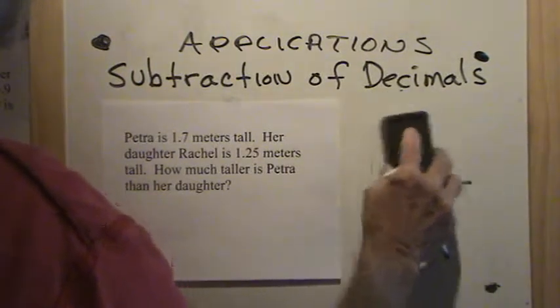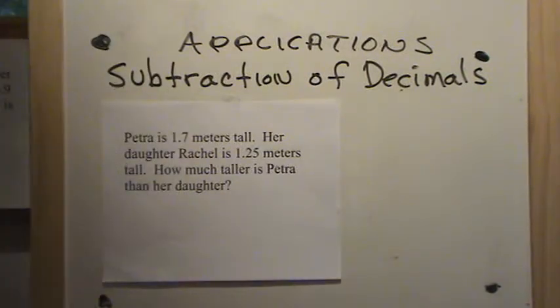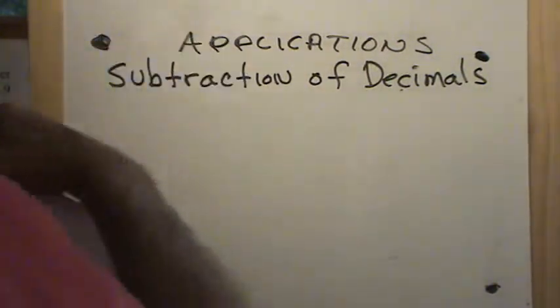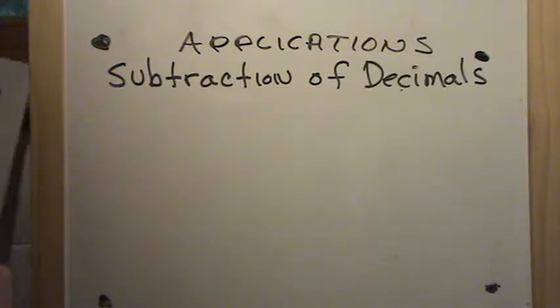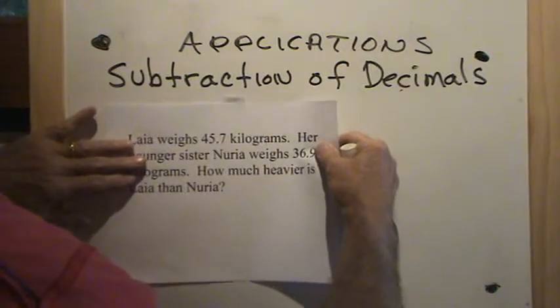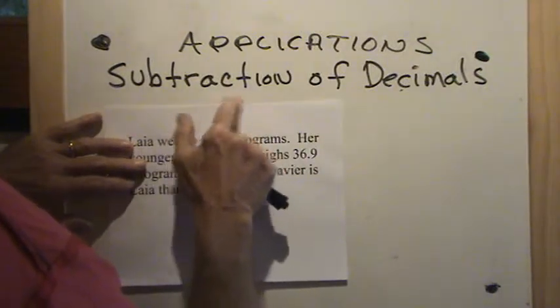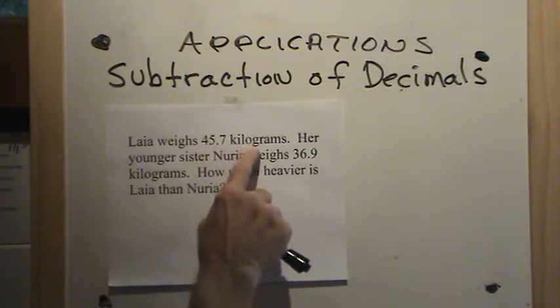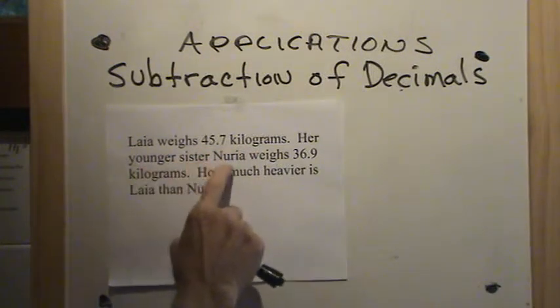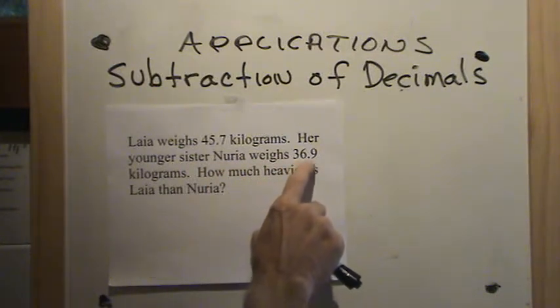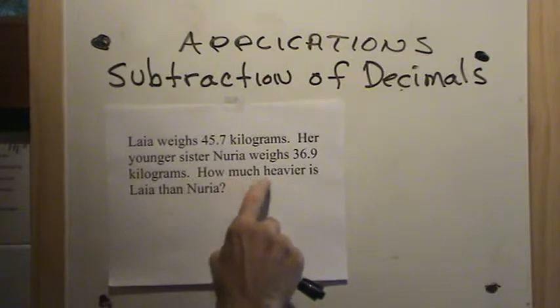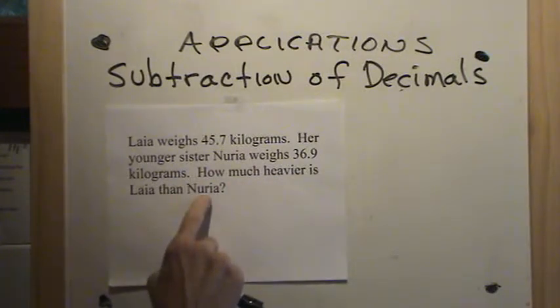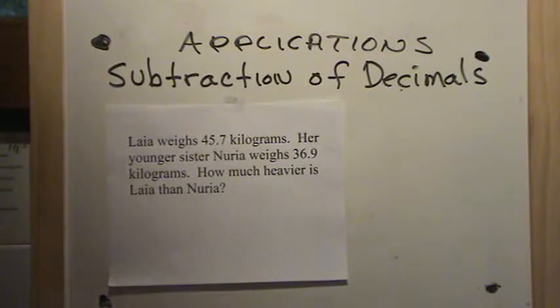Good. Well, let me put a problem up. Now you're going to sort of fly by yourself. Let me take this down. Let's put this problem up. I'll read it with you and then have you work it. Laya weighs 45 7/10 kilograms. Her younger sister Noria weighs 36 9/10 kilograms. How much heavier is Laya than Noria? Okay, well, put your video or DVD on pause. Work that problem and then turn it back on.